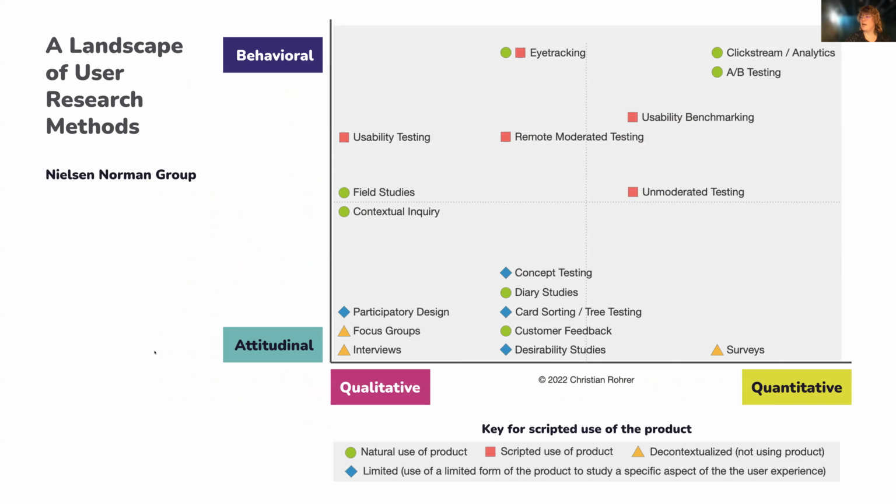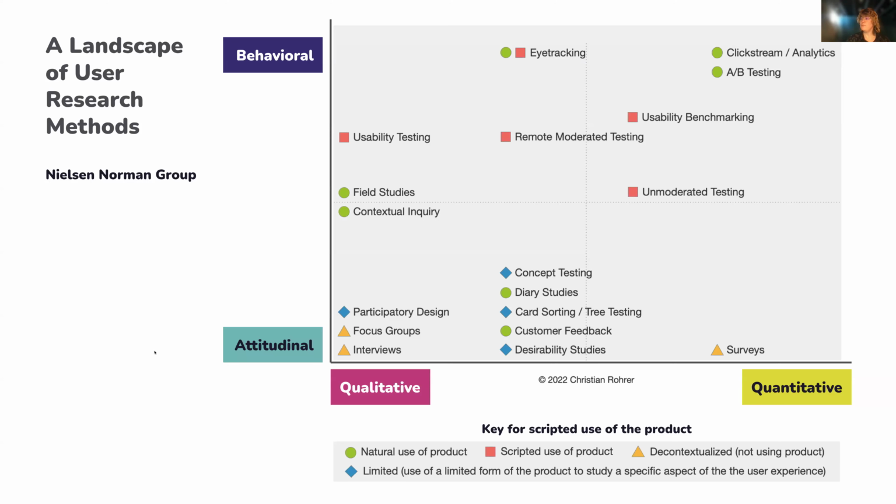There's also a key for the scripted use of the product, which means there's a task list and people are being told how to use the product, like tasks being read out and they say, oh, show me how you would do X, Y, and Z with this product, and the user shows them how, versus a completely unscripted use of the product, which would be them using it on their own without any direction.